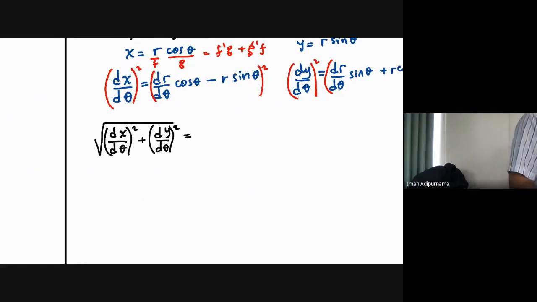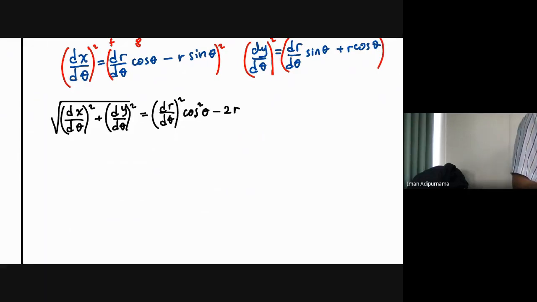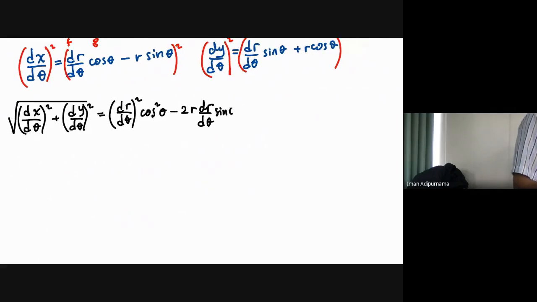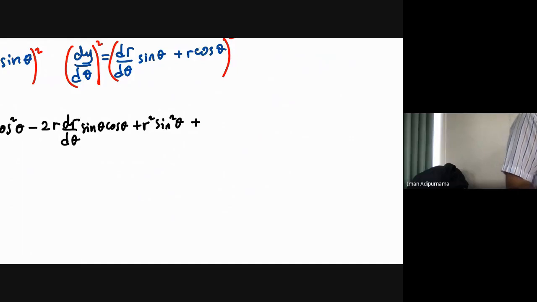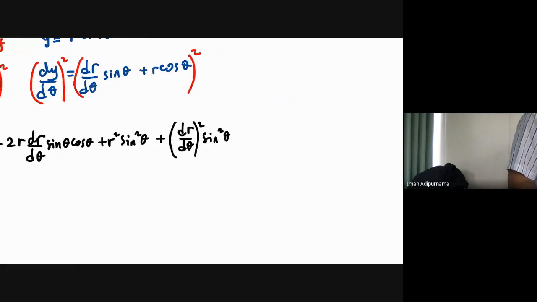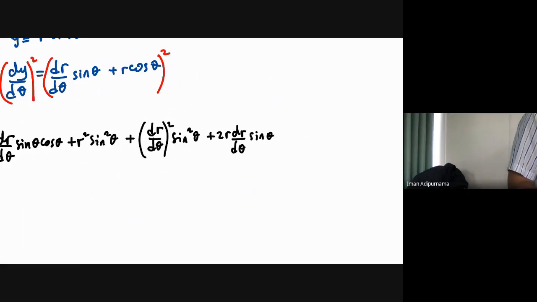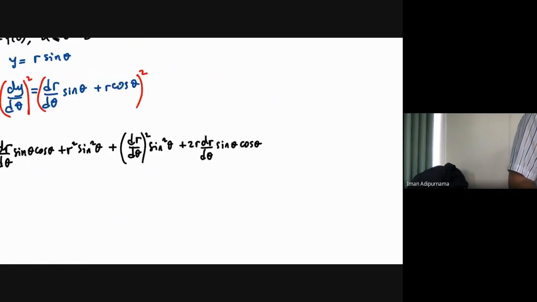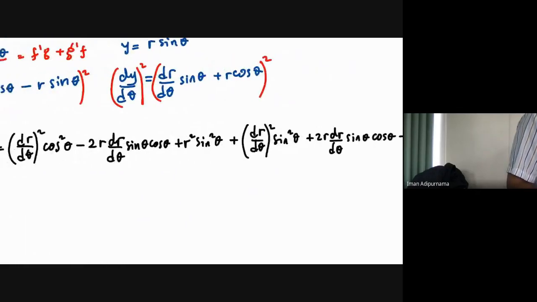Okay. So the first one is (dr/dθ)² cos²θ. And then the other one is 2r (dr/dθ) sinθ cosθ. And then plus r² sin²θ. And then plus the dy over dθ squared, which is (dr/dθ)² sin²θ, and then plus 2r (dr/dθ) sinθ cosθ. And then plus r² cos²θ. Yeah, we have long equations here.